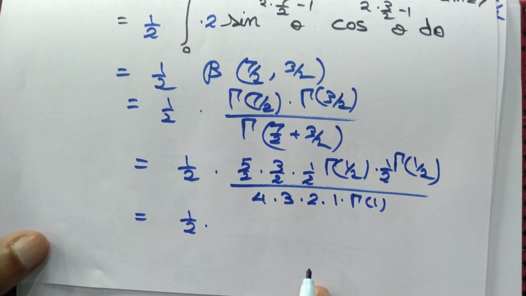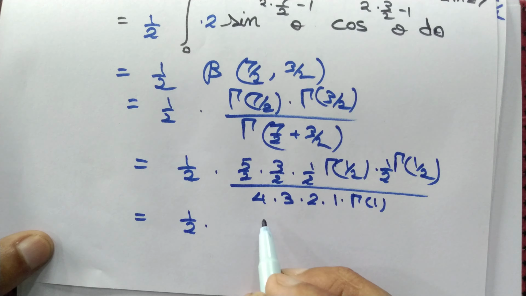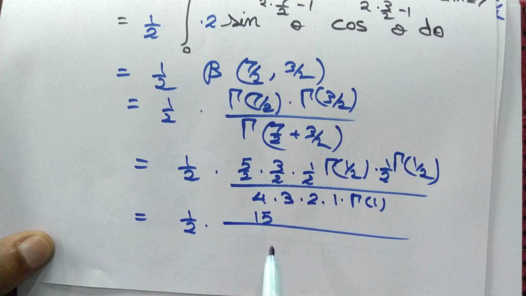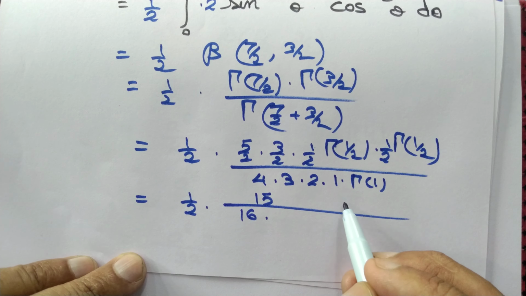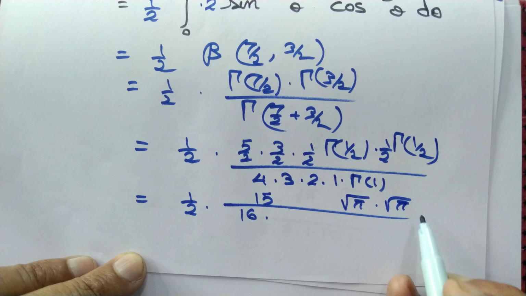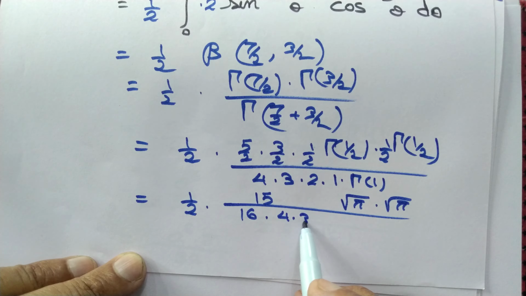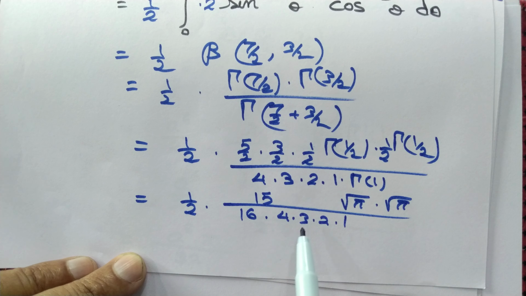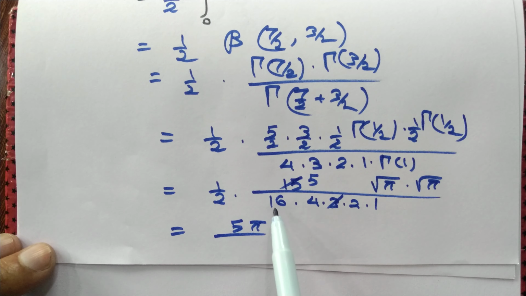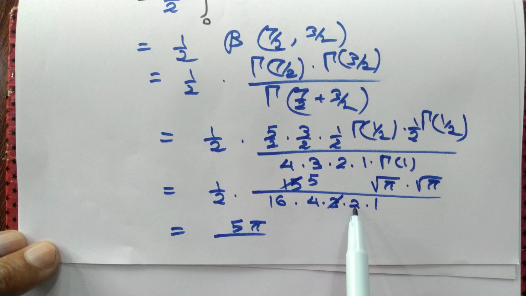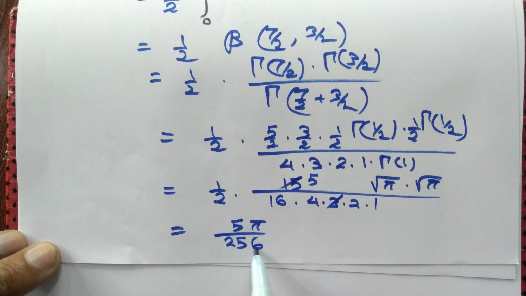Alright. Okay, 5 times 3 is 15, divided by 2 times 2 is 4, 4 times 2 is 8, 8 times 2 is 16. Gamma half is root pi, gamma half is root pi, then 4, 3, 2, 1, that's 4 factorial, but we can cancel 3 out. So this is equal to 5 pi by 16 times 4 is 64, 64 times 2 is 128, 128 times 2 is 256, and we are done.